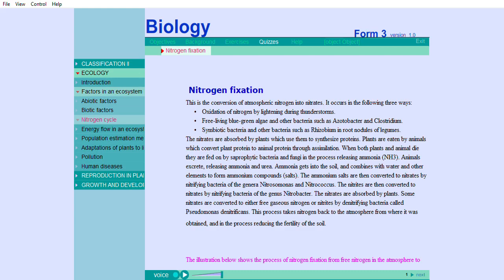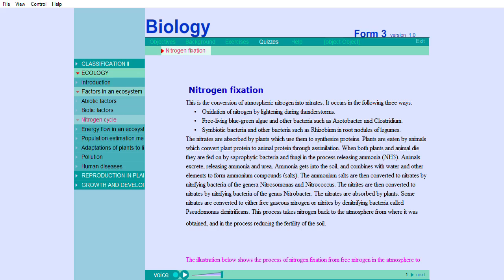The ammonium salts are then converted to nitrites by nitrifying bacteria of the genera Nitrosomonas and Nitrococcus. The nitrites are then converted to nitrates by nitrifying bacteria of the genus Nitrobacter. The nitrates are absorbed by plants. Some nitrates are converted to either free gaseous nitrogen or nitrites by denitrifying bacteria called Pseudomonas denitrificans.